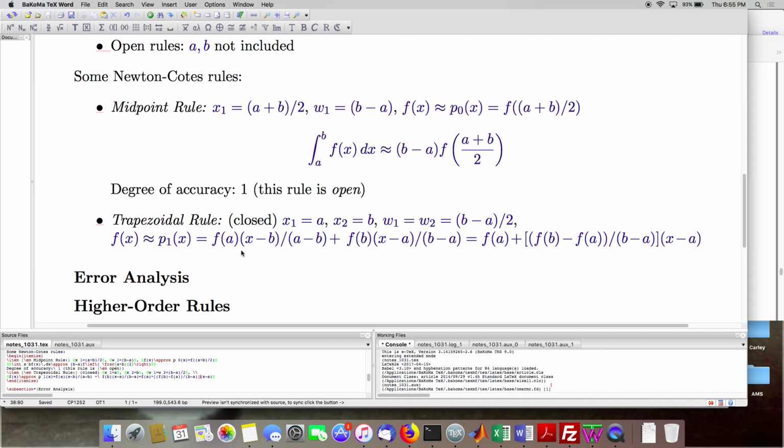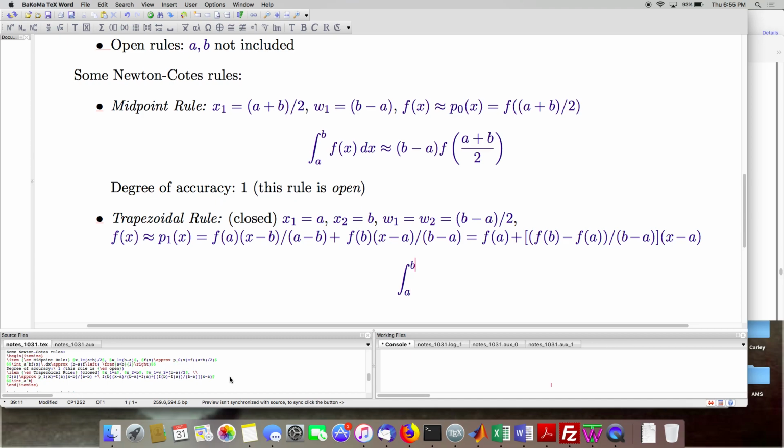The reason this form is more useful for approximate integration is that for my quadrature rule, I'm going to have f of a times a weight plus f of b times a weight. Well, the weights are the integrals of these Lagrange polynomials. Now, I'm not going to go to the trouble of working out those integrals. If you really want to, you can for fun. But I'll tell you the result. So you know what you're supposed to get.